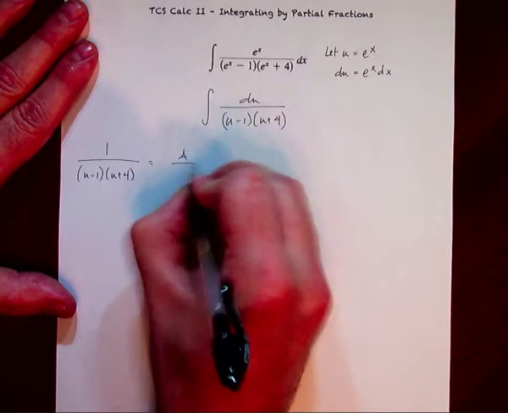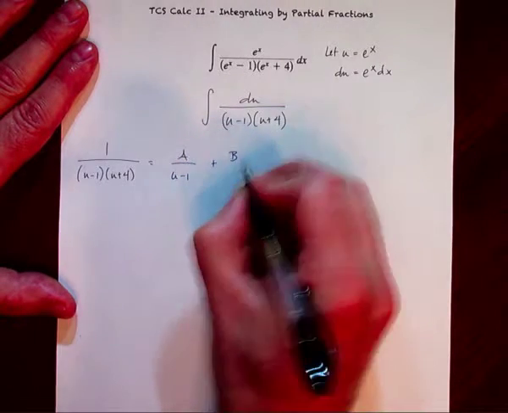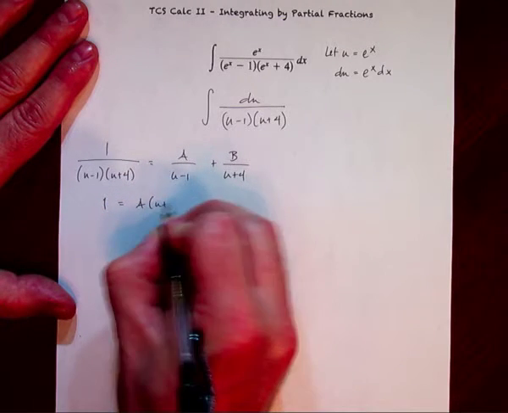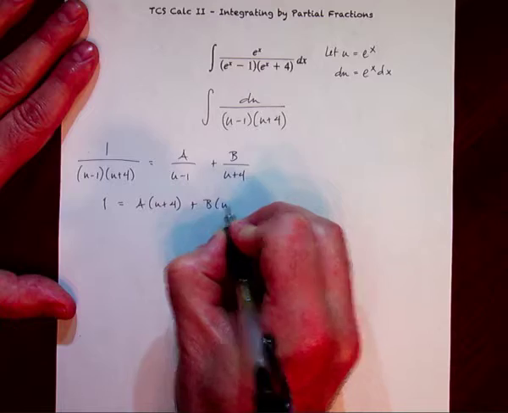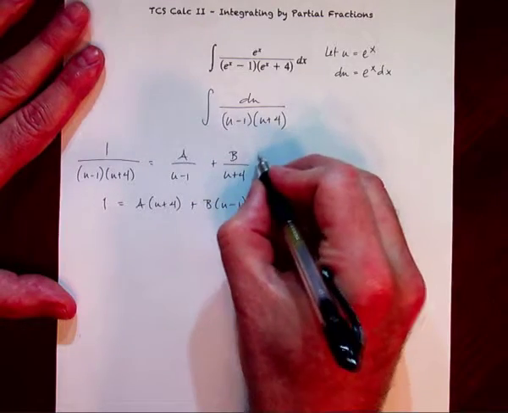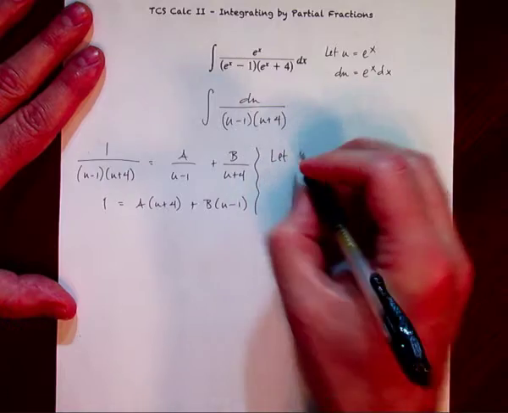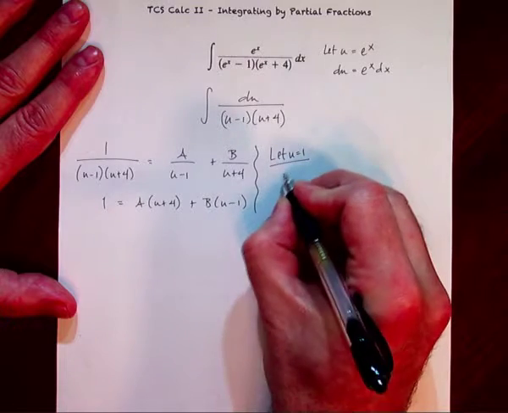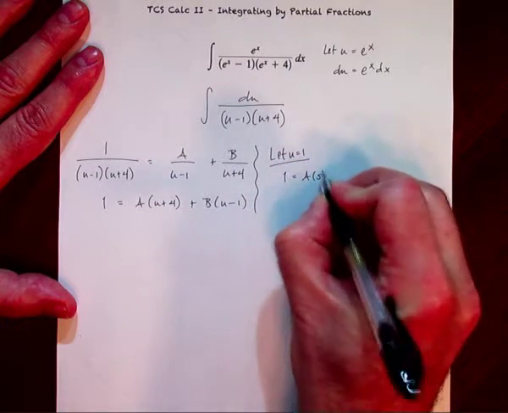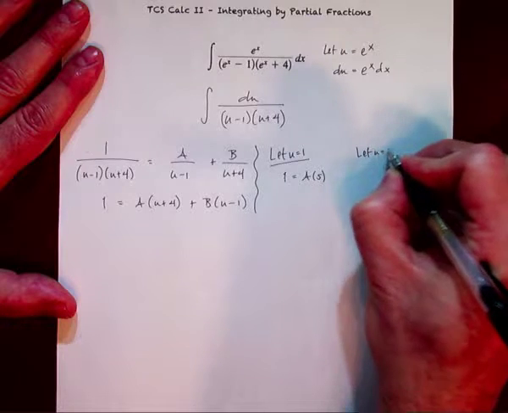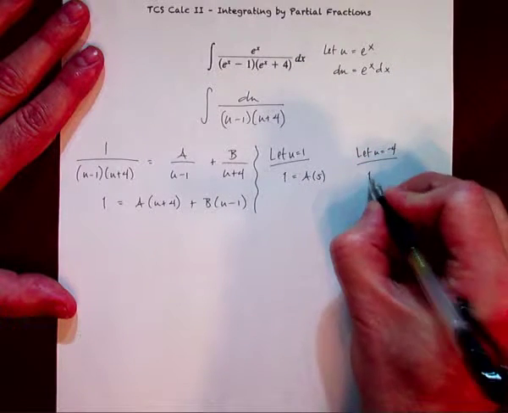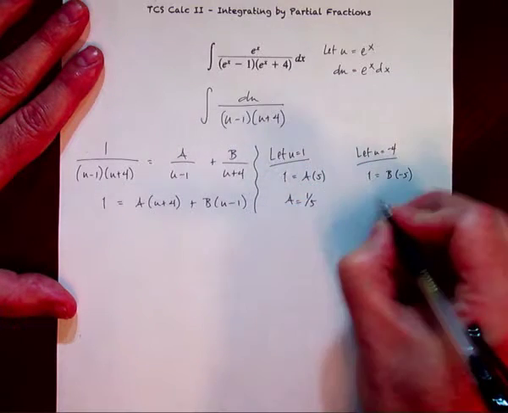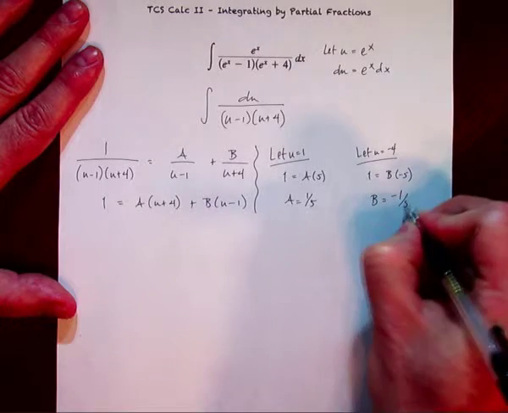That makes a over u minus 1 plus b over u plus 4, and you get 1 is equal to a times u plus 4 and b times u minus 1. Now let's go ahead and use our convenient values by the Heaviside method. Let u is equal to 1, and if u is equal to 1, then I get 1 is equal to a times 5. And if I let u equal to -4, I'm going to get 1 is equal to b times -5. So a is equal to 1/5, and b is equal to negative 1/5.